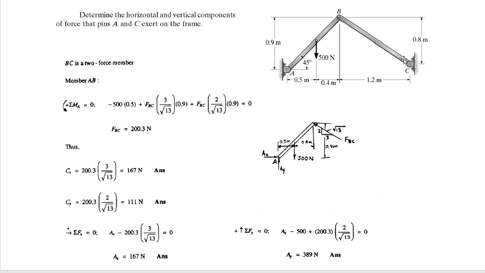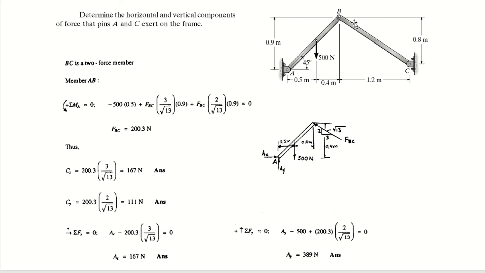right? See, this is your BC. So your FBC and its cos component and sine component. So its cos component is multiplying with 0.9 and its sine component is multiplying with 0.9. Why both of them are multiplying with the 0.9?